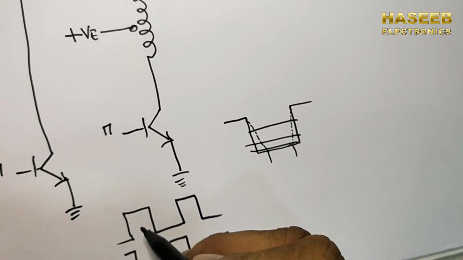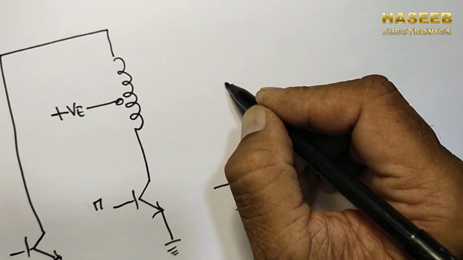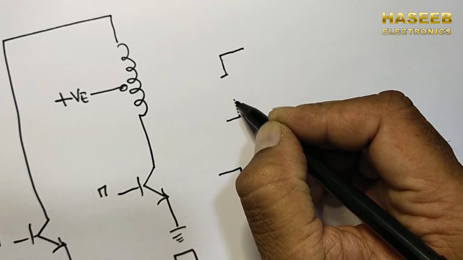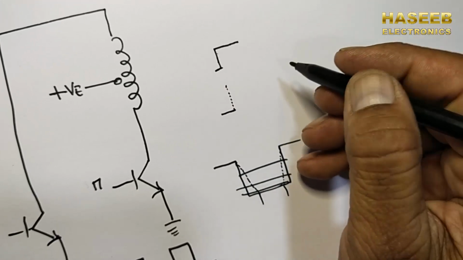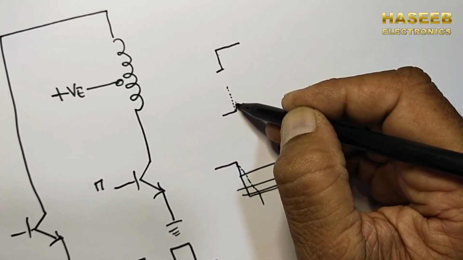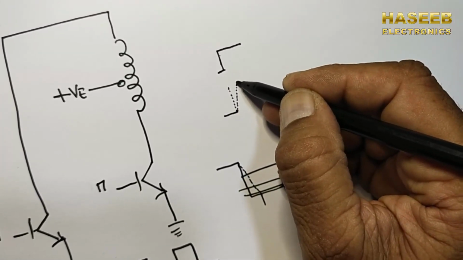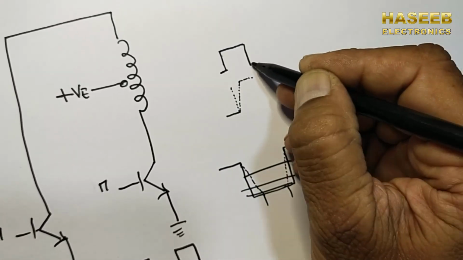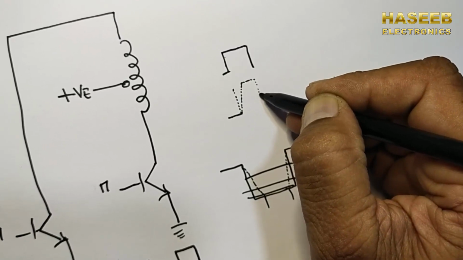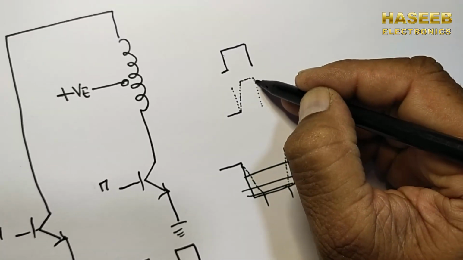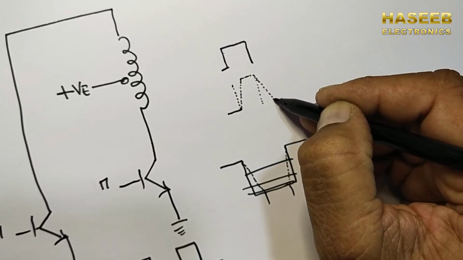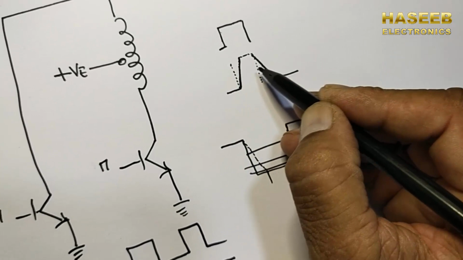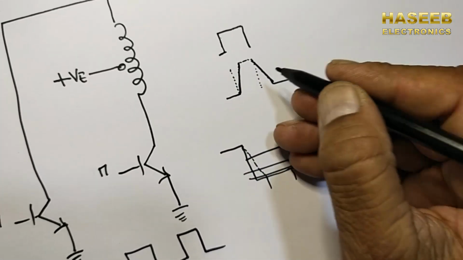For example, we apply a signal here on the base. In the ideal condition, the current must flow immediately. But no, the current takes time to reach its maximum. And when we remove the signal, ideally the current should turn off immediately, but no, it takes time. This is the signal, this is what it should be, and this is what it is in practical life.